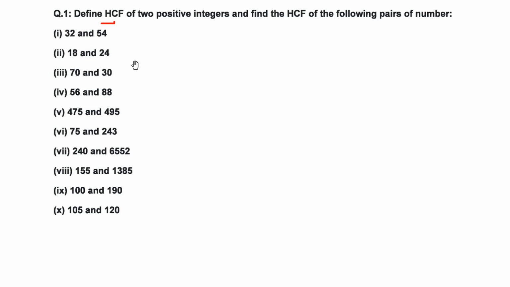Now before I go ahead, what is an HCF and what is an LCM? We need to understand it. Let us take the first one first. This is 32, so let us divide by 2. 2 16s are 32, 2 8s are 16, 2 4s are 8, 2 2s are 4. So 32 can be written as 2 into 2 into 2 into 2 into 2.